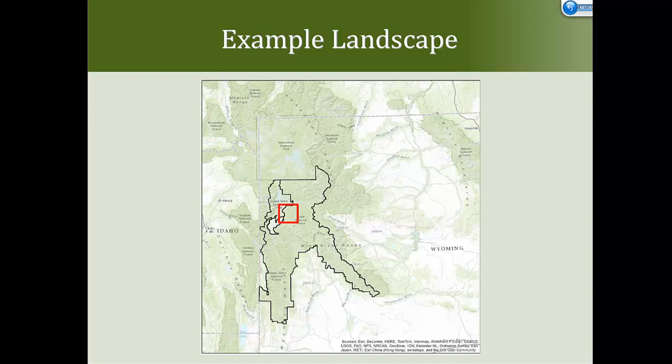Going to the next slide. So I'm sure that most of the folks on this call today are familiar with where the Bridger-Teton National Forest and Grand Teton National Park are. But if not, it's located in the northwest corner of Wyoming, just south of Yellowstone National Park. And the area I've chosen to use for our example landscape is shown in that red box on the slide, and it's just northeast of the town of Jackson, Wyoming.